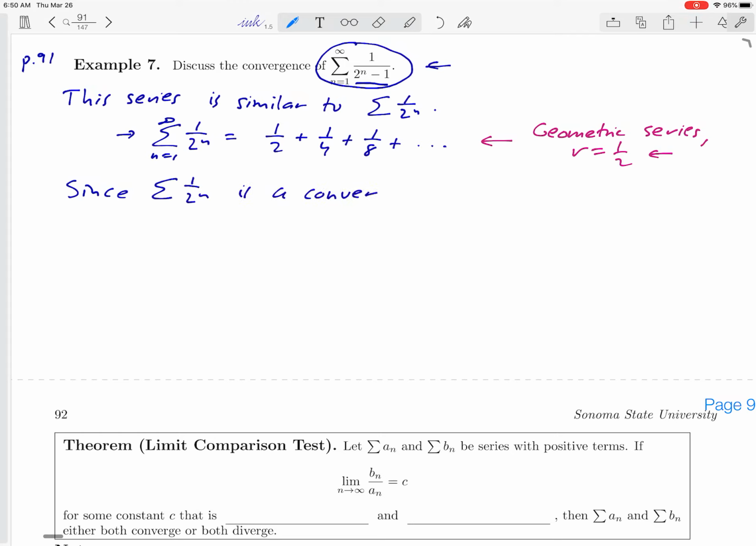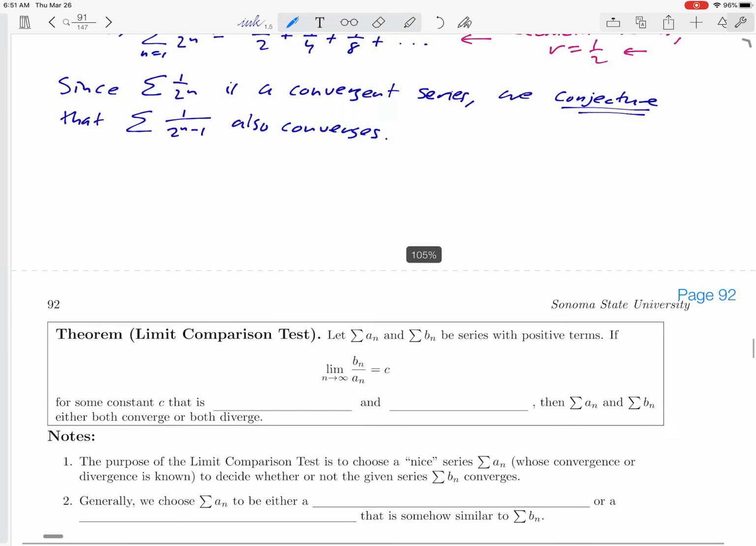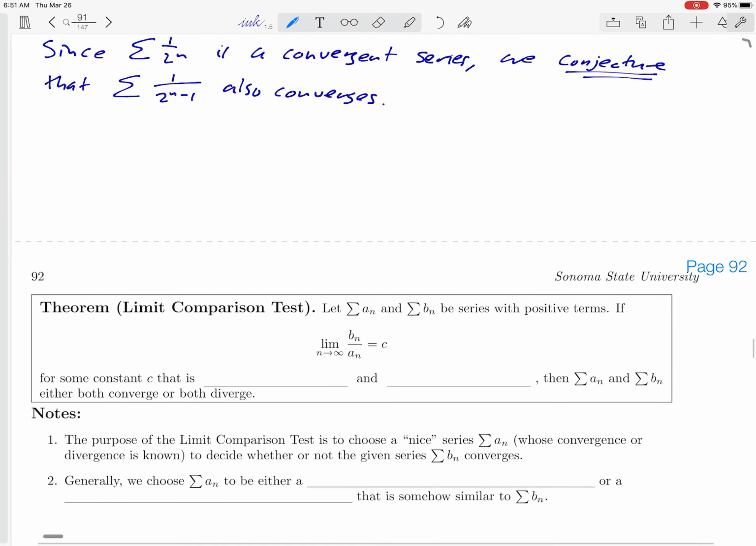Since the sum of 1 over 2 to the n is a convergent series, we conjecture, and I emphasize this is just a guess, we don't know this for sure, that the series that we were given also converges. And what we have just described is the basic logic that you use when you use what's known as the limit comparison test.